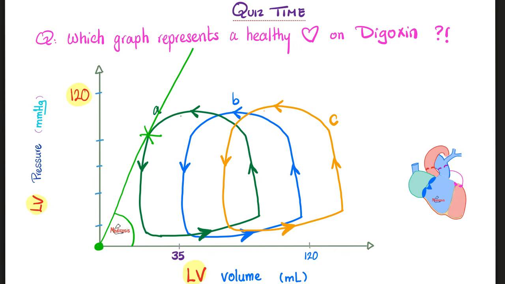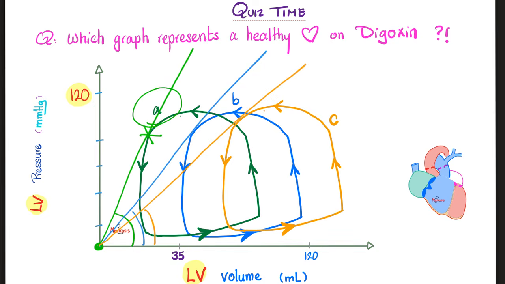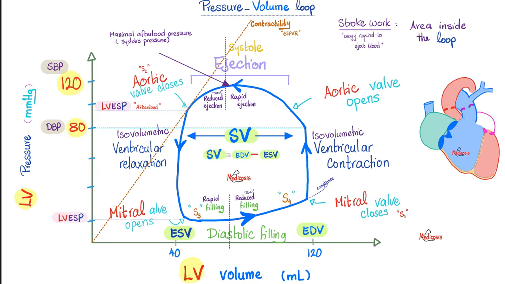Perfect. Let's compare among these 3. Here is the slope for graph B. It's a smaller angle. And here is the slope for graph C. Even smaller angle. The slope represents contractility, the force of contraction. Digoxin increases the force of contractility, which means you should choose the graph with the highest slope, highest force of contraction, which is A.